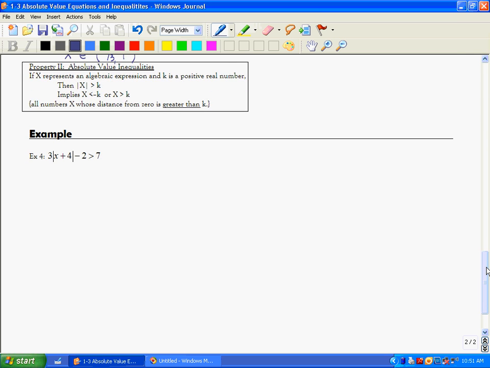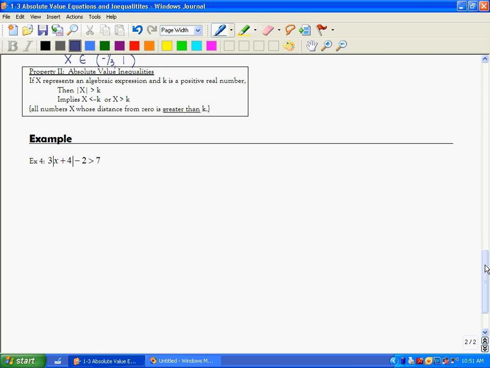You have an absolute value inequality again, but this time we're going to have a greater than symbol. There's going to be a break in the graph. You're going to have x less than the negative value of k, or you're going to have the value of x being greater than the value of positive k. So in this example, we're going to get the absolute value by itself first again. We're going to move the 2 to the other side by adding it to get 9. You divide by 3 on both sides, and you get 3.